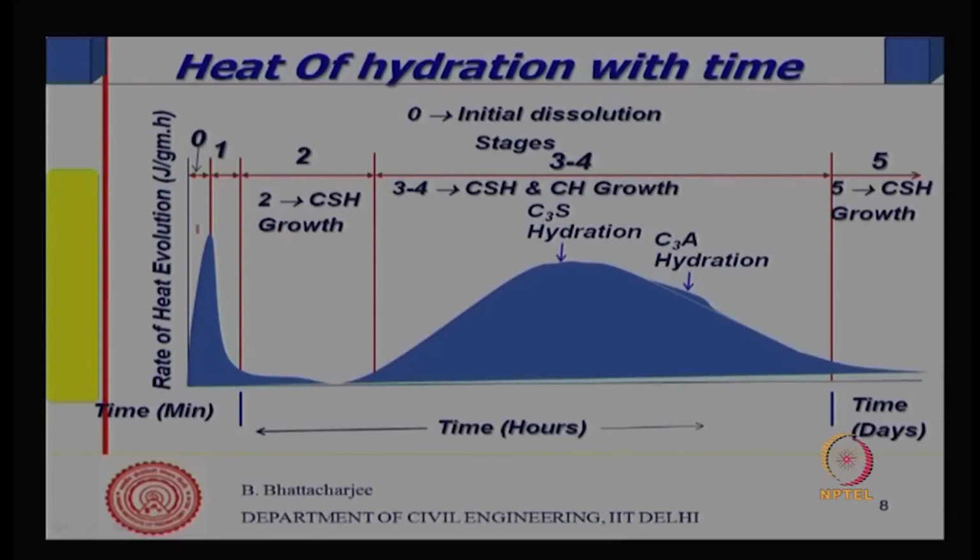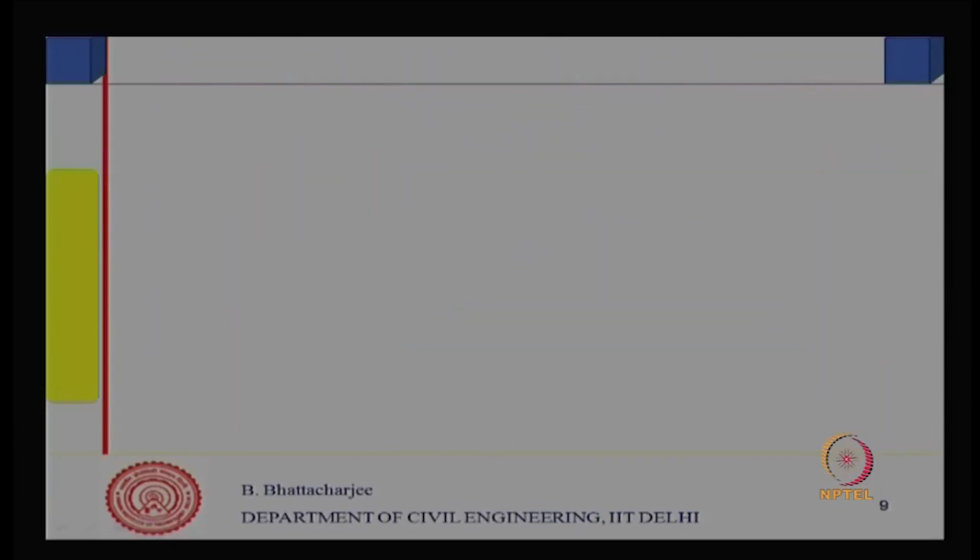This is initial dissolution period. Stage 1 is ettringite formation, stage 2 is some C-S-H growth, 3 and 4 C-S-H growth, and 5 is again C-S-H growth. C3S hydration occurs at the peak. When the heat of hydration is peak, C3S hydration occurs, and next level of C3A hydration that occurs later on, that gives another small hump. So, that is heat of hydration, rate of heat evolution. You can see rate of heat evolution, that is heat evolution per unit time, that is what we are looking at, joules per gram per hour if we look at it.